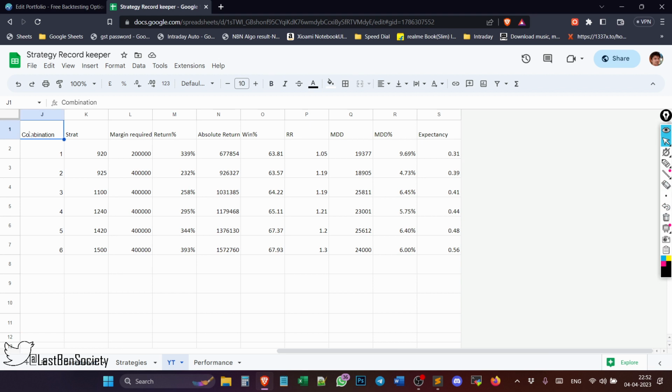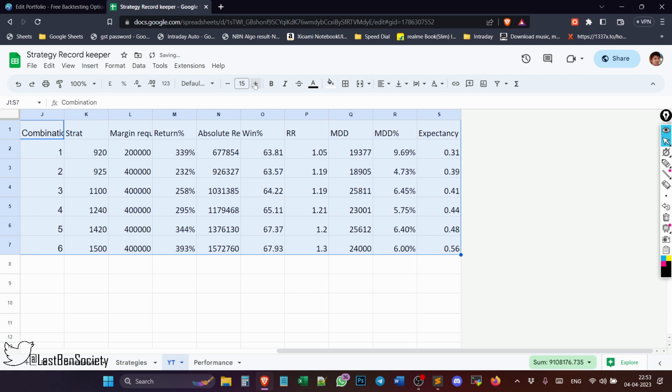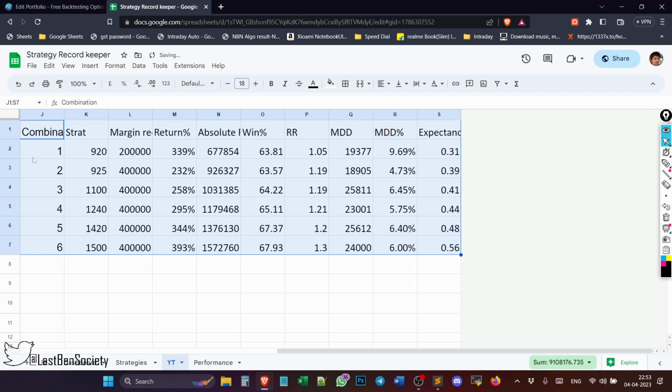Now, let's clear the screen and let me show you in tabular form. Okay, I hope it's visible. Let's make it a little bigger. All right. So the combination one return was 339, and then there is a sudden drop here to 232% because the capital is doubled. Okay. So after that 258, 295, 344 and 393.